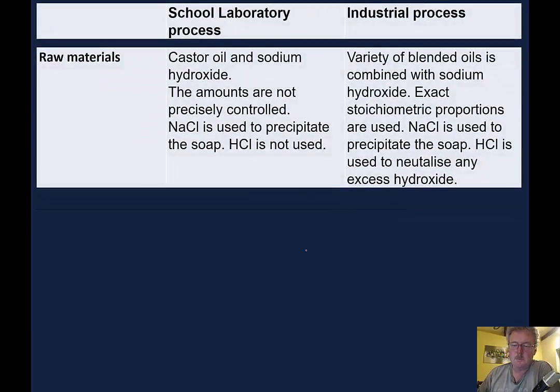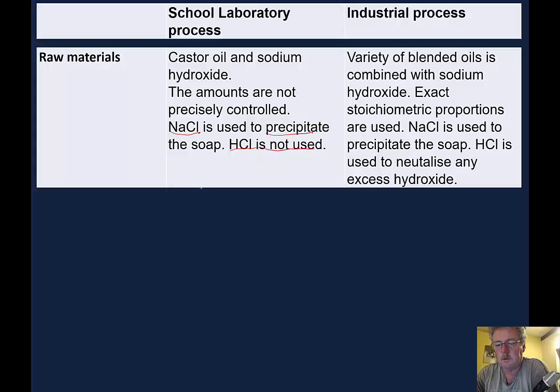Let's see here, the raw materials. So in the school we used castor oil or olive oil, sodium hydroxide. We didn't control these amounts precisely, we just did it to get a result. So sodium chloride is used to make that precipitate, to make the soap come out of the solution. And we don't really use hydrochloric acid to neutralize any extra sodium hydroxide.